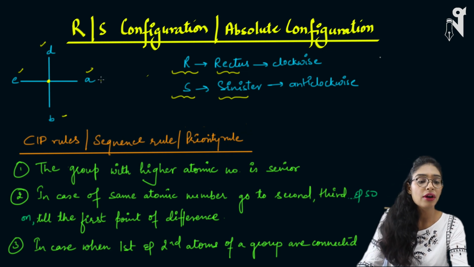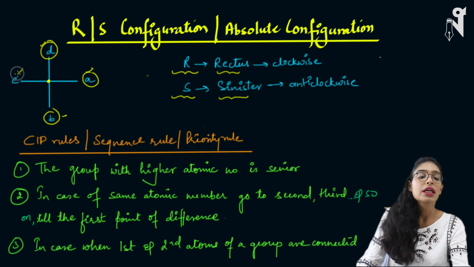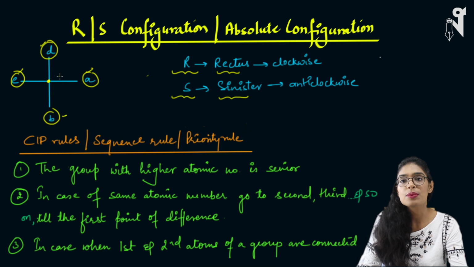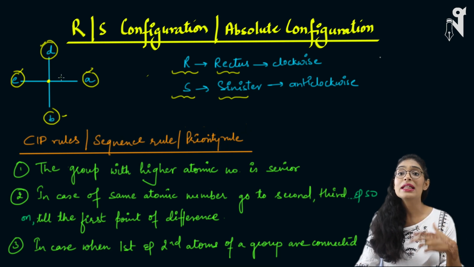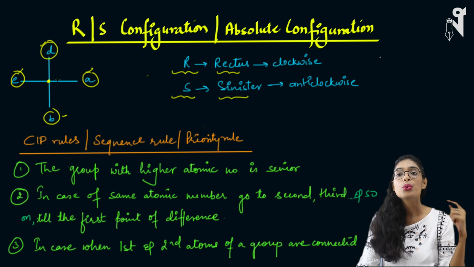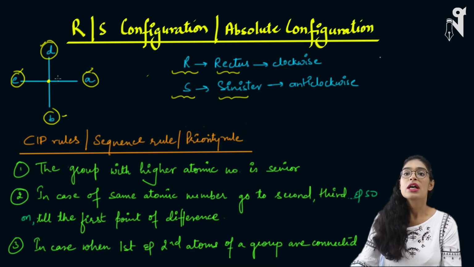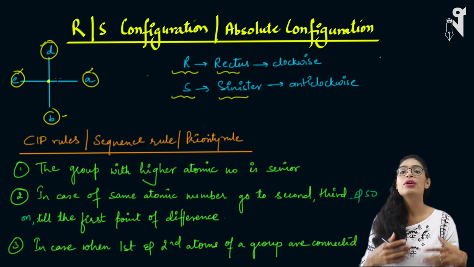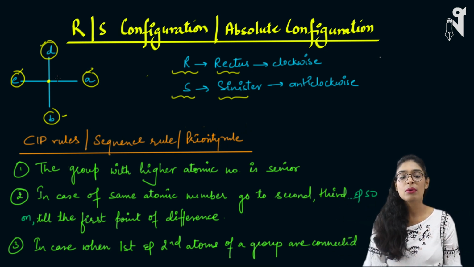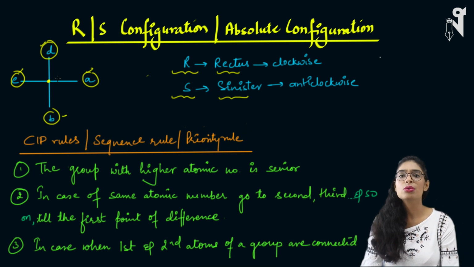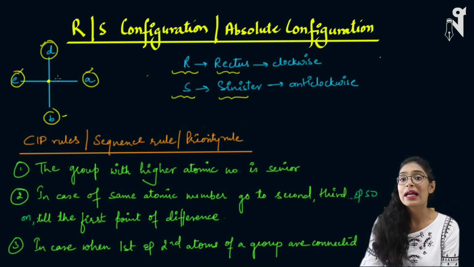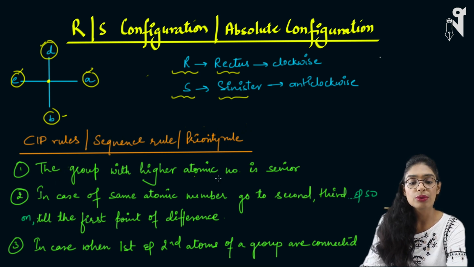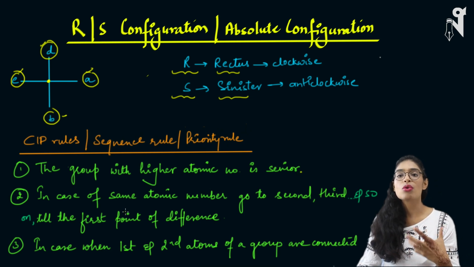So here, when I say there are four groups present, A, B, E, and D, we will be assigning these groups priorities. For assigning the priority and marking them 1, 2, 3, and 4, we have some set of rules. First, we need to understand those rules, and then I'll tell you how to apply them and how to define R and S. Then I'll show you with respect to the 3D system also what exactly R and S mean. So first we will see the CIP rules. I'll quickly reiterate them for you. I have written them here, and then I'll explain how to use these rules.